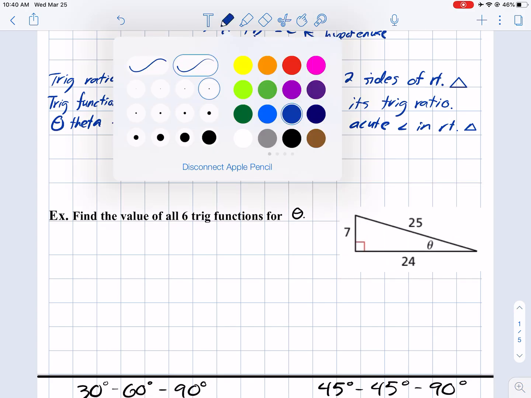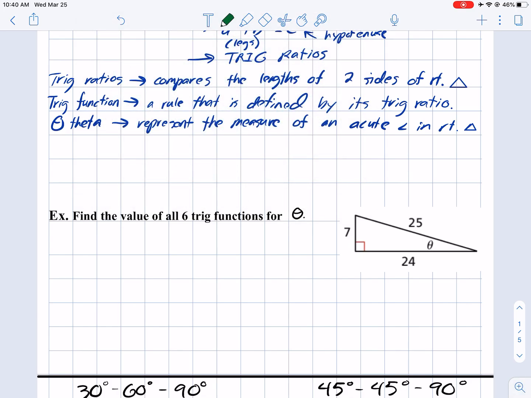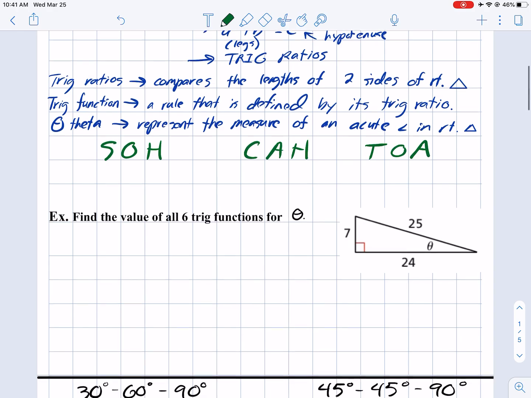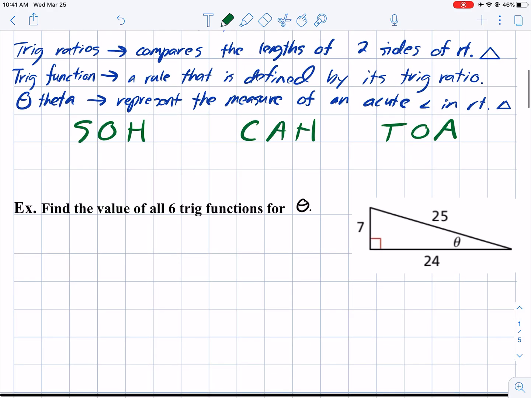The last thing I'd like to do is list out our three trig ratios. And there's an acronym that you are probably familiar with from back in geometry called SOHCAHTOA, which helps you remember these three trig ratios. Remember that S stands for sine, C stands for cosine, and T stands for tangent. And then the O, H, and the A, those represent the sides from the angle that we're referencing.